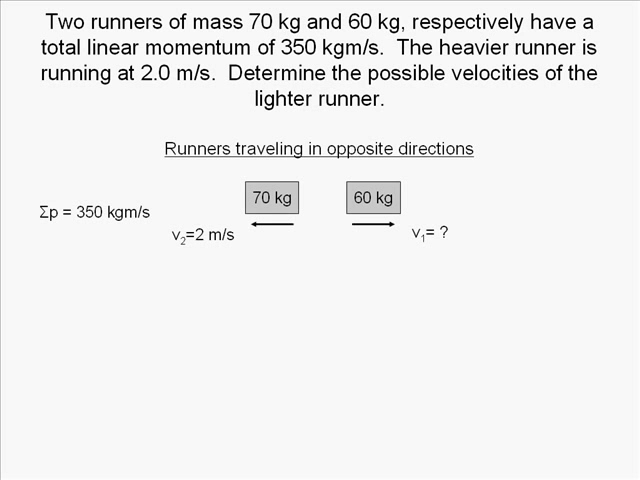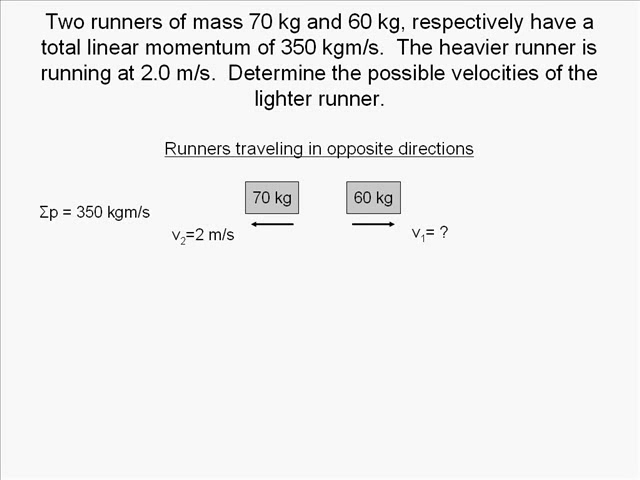Here's the given information for the two runners. The 60 kilogram runner is going in the positive direction with an unknown velocity, and the 70 kilogram runner is traveling with a velocity of negative 2 meters per second. Their total momentum equals 350 kilogram meters per second.